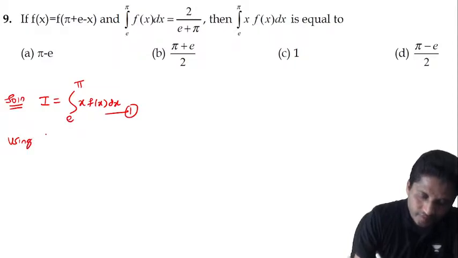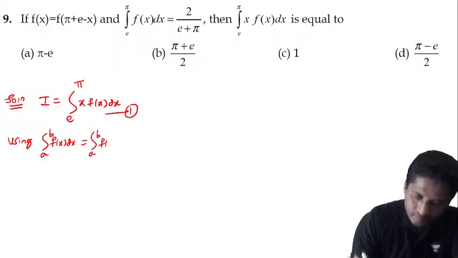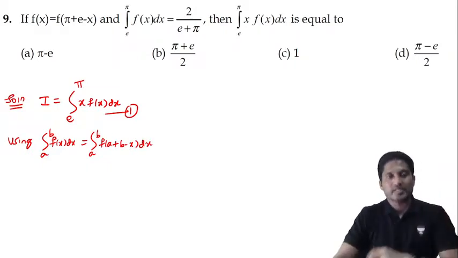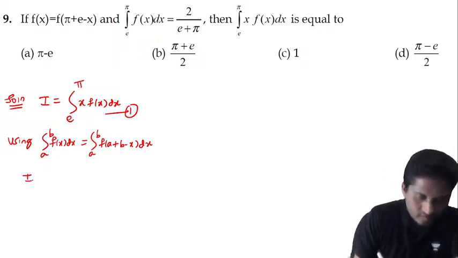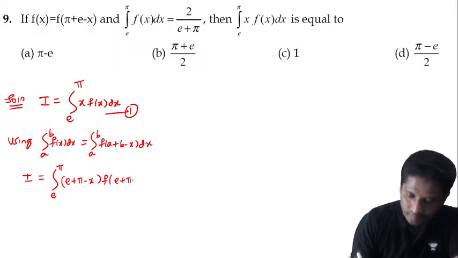Okay, I'm going to use the property: the integral from a to b of f of x dx is equal to the integral from a to b of f of a plus b minus x dx. Right, change x to lower limit plus upper limit minus x. So I is equal to the integral from e to pi, change x to lower plus upper minus x. Then this is equal to f of, again change x to lower plus upper minus x, dx.